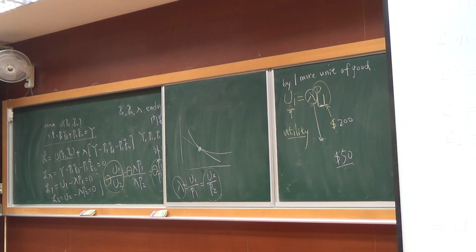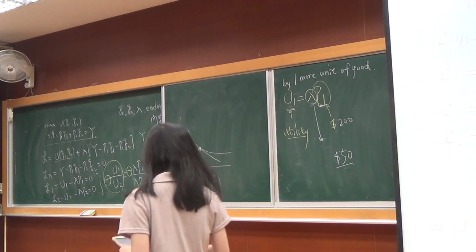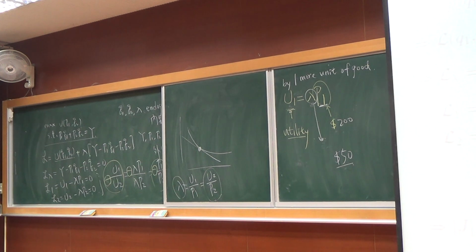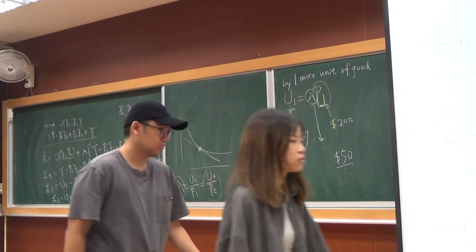Lambda is the marginal utility of the resource, right? The resource is composed of dollars. So with one more unit of the resource, you may have the marginal utility.